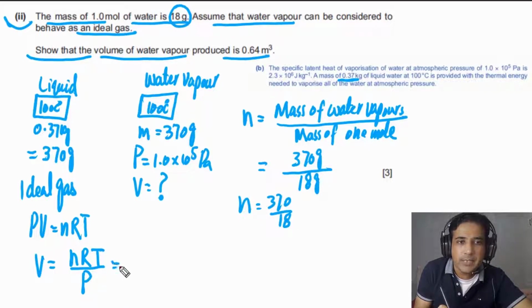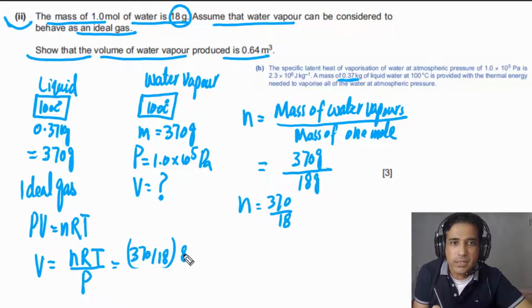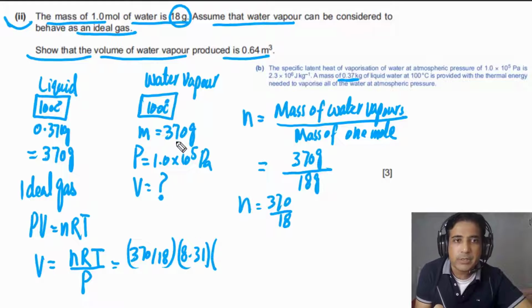And we can plug in this value here now. So n we can replace with 370 divided by 18. And R is the gas constant, and the value of the gas constant is 8.31. And temperature has to be in Kelvin. Temperature is 100 degrees Celsius. We have to convert this one into Kelvin.